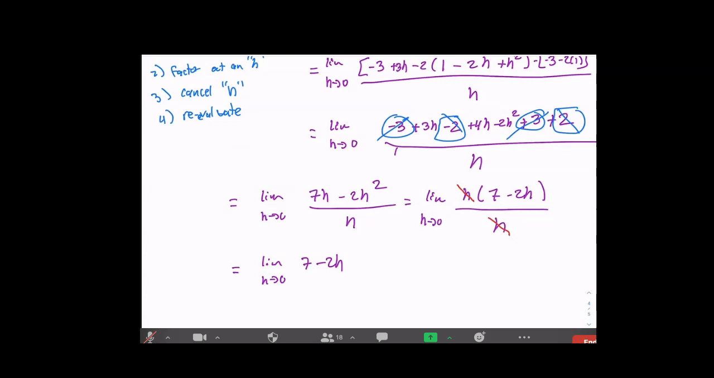The answer is very straightforward. You just plug in 0. 7 minus 2 times 0 gives me 7. So therefore, f prime of -1 is 7.